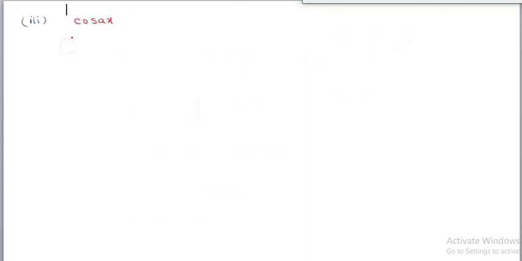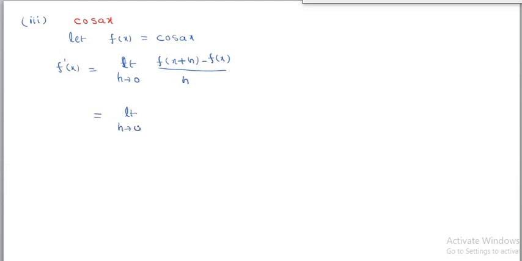So let f(x) equal to cos ax. By first principle, f'(x) equals limit h tends to 0, [f(x+h) - f(x)]/h. Limit h tends to 0, [cos(a(x+h)) - cos ax]/h.